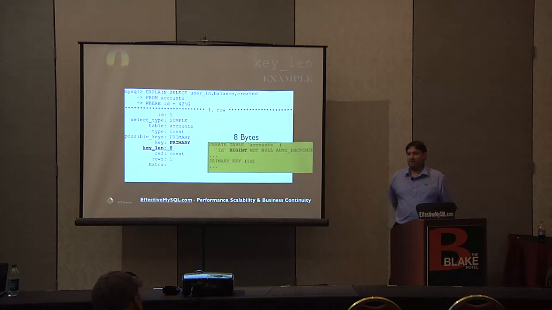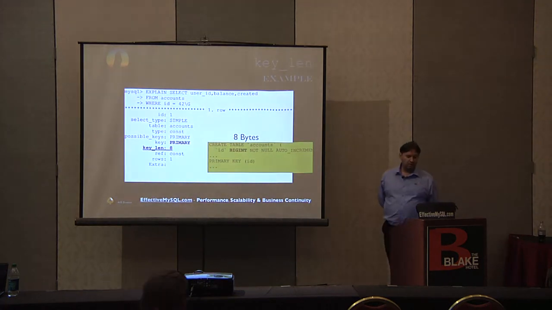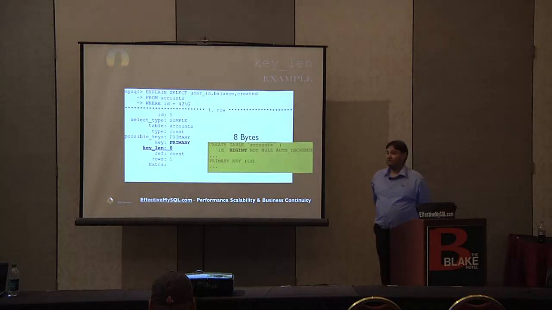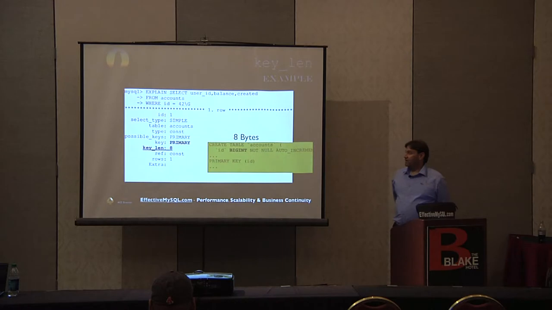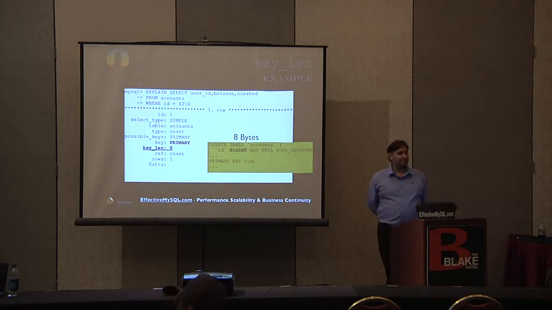So here's an example of an explain plan. And I can look in the explain plan before I even look at the table. I can see I'm using a primary key. I can see I'm using one constant value, and I can see the key length is 8 bytes. So I can tell you with extreme confidence that you're using a bigint data type, unless your column is char 8, which is unlikely. And I can also tell that generally when people use bigint, they use it with auto increment.